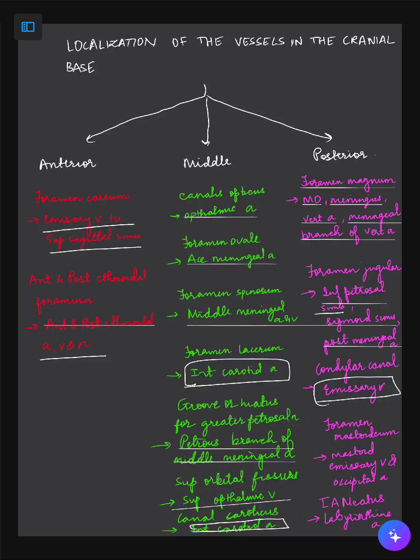Foramen mastoideum: from this foramen, the mastoid emissary vein and occipital artery pass. And through the internal acoustic meatus, the labyrinthine artery passes.